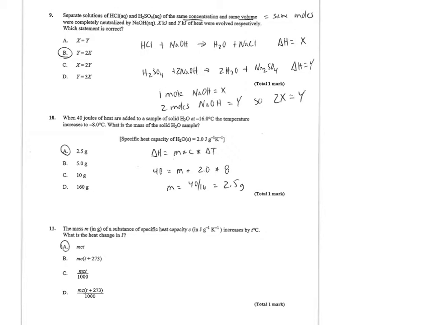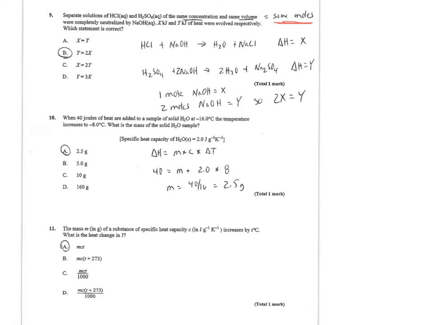Number 9, separate solutions of HCl aqueous and H2SO4 aqueous of the same concentration and same volume. So what that's telling you is concentration is moles per liter, volume would be in liters. So if they have the same concentration and same volume, then what you're really talking about is you're starting with the same number of moles. And that's important because moles will determine your limiting reactant. They're completely neutralized by NaOH, so you've got 2 acids being neutralized by the same base, and X kilojoules and Y kilojoules of heat were evolved respectively. Which statement is correct?